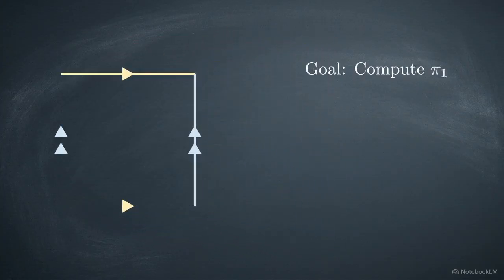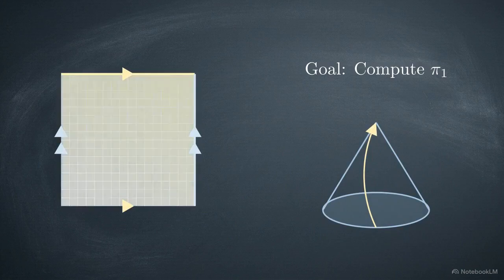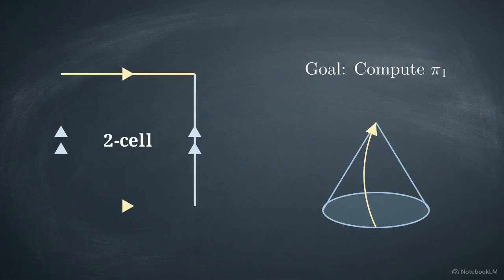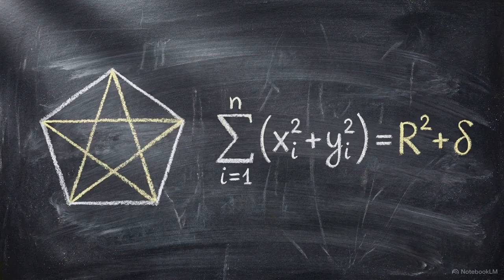Our goal today is to compute the fundamental group, or pi1, for two specific spaces, the torus and a more abstract shape called the dunce cap. Notice that the interior of our square here is a solid filled-in space, known as a two-cell. Translating edge gluing diagrams into algebraic equations is the core mechanic of the Seifert-Van Kampen theorem. Once we can read these diagrams, we can solve complex topological problems step by step.